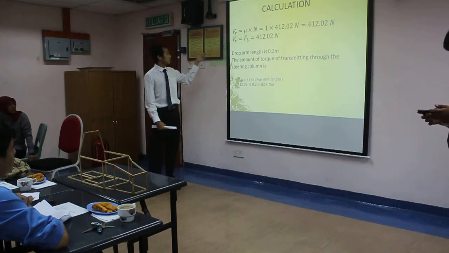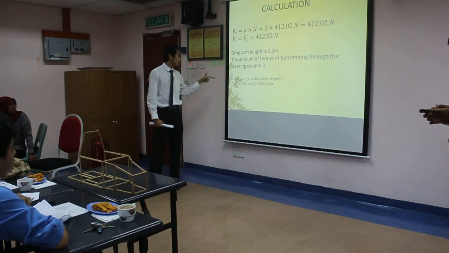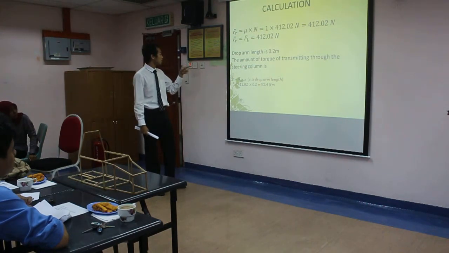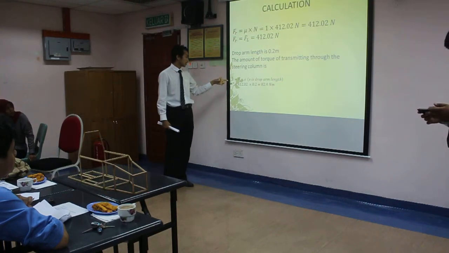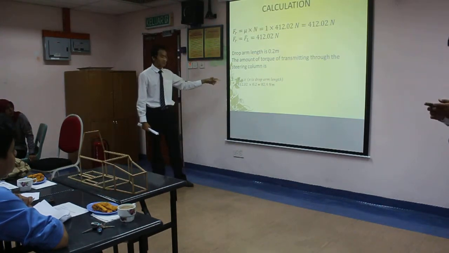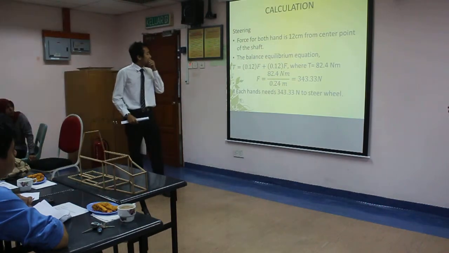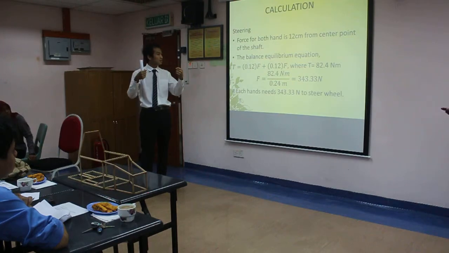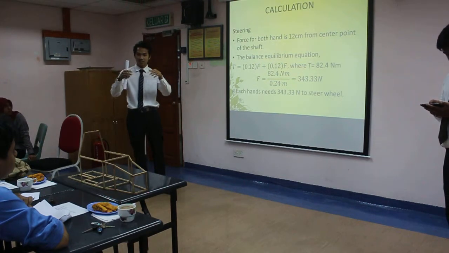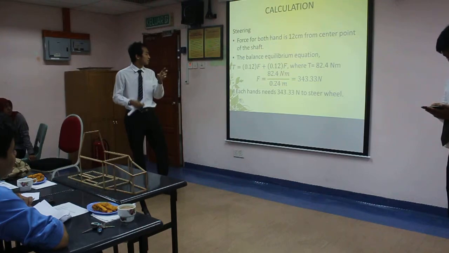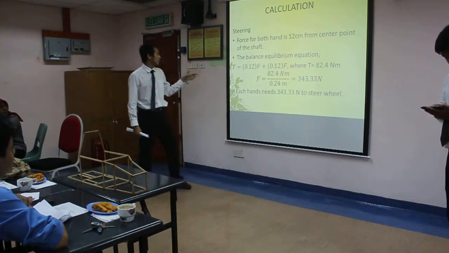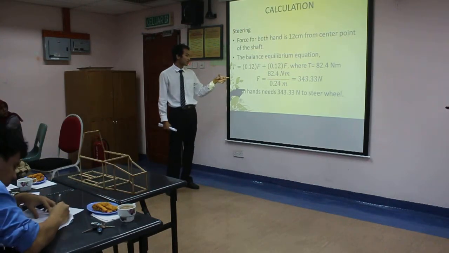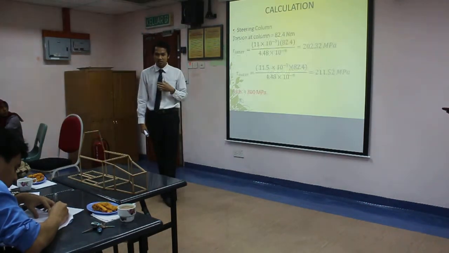This is the formula we use to get the torsion from the drop arm length. The amount of torque transmitting from the steering column can be calculated from this formula. Steering force for both hands is 12 cm from the center point of the steering, so the radius is 12 cm. The balance equilibrium equation, you can see from this formula. So each hand needs 343 newton to steer the wheel.